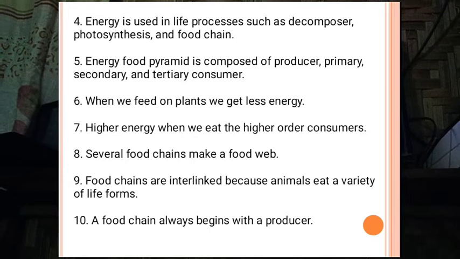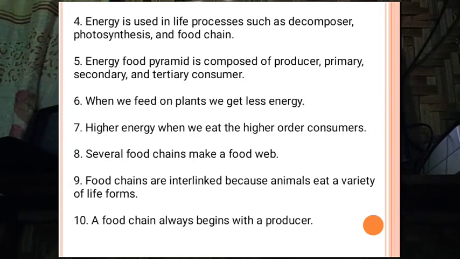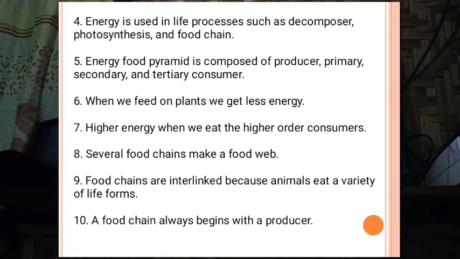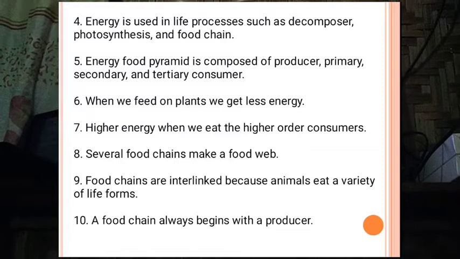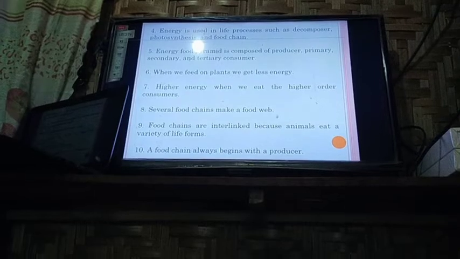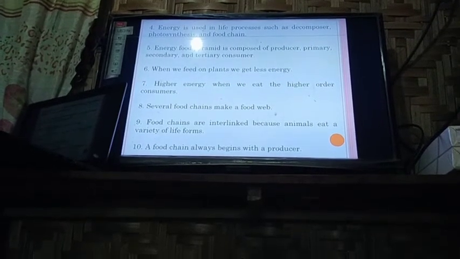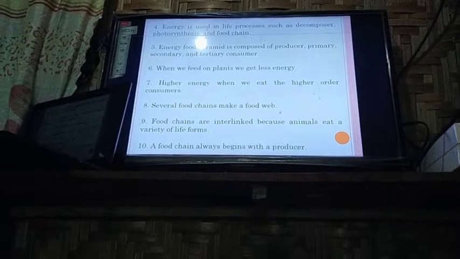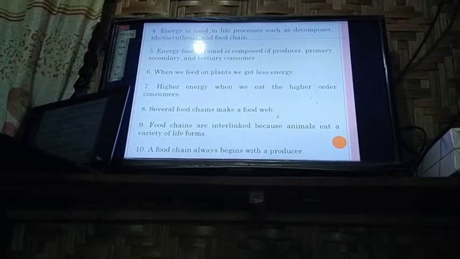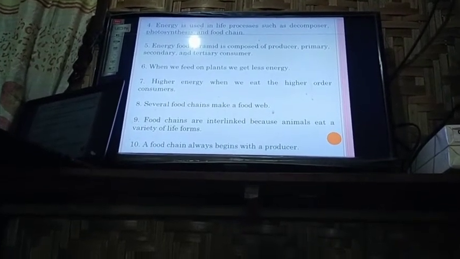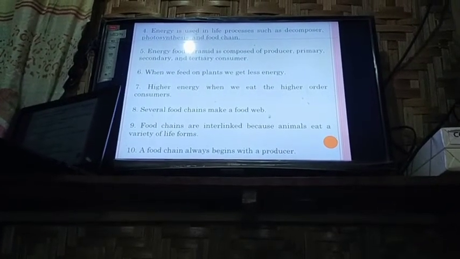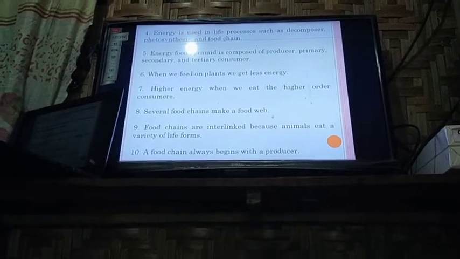Okay, number 7, higher energy when we eat the higher order consumers. For number 7, it is false. Number 8, several food chains make a food web. It is true. Food chains are interlinked because animals eat a variety of life forms. Number 9 is true. And for number 10, a food chain always begins with a producer. Number 10 is true.